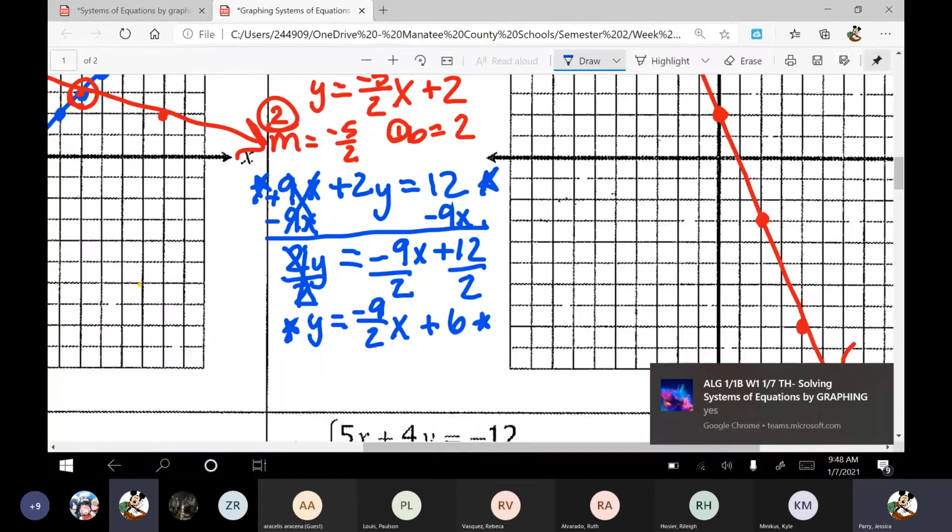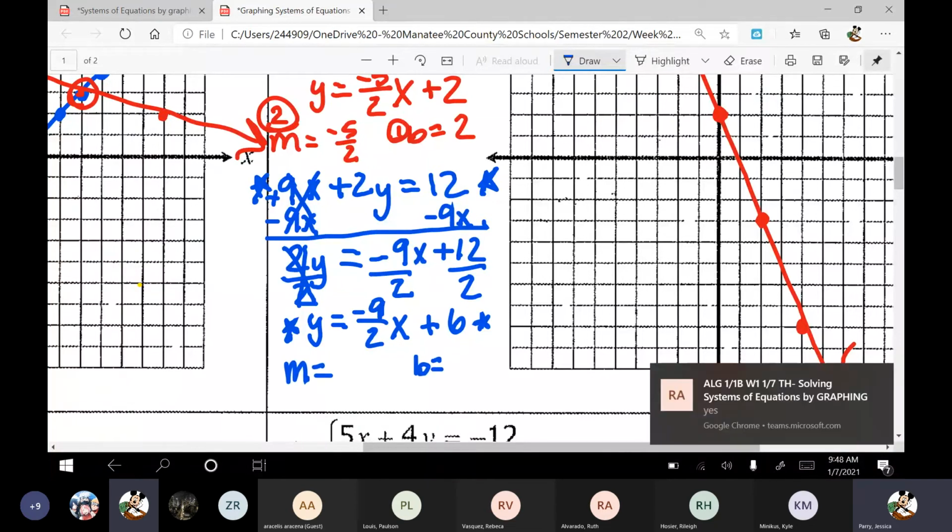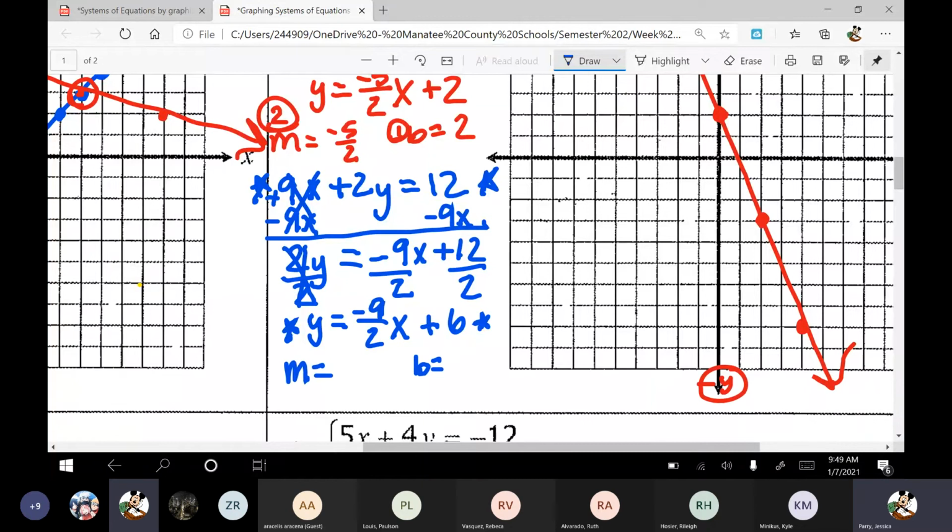And I see lots of yeses, and the correct answer is yes, it is in slope-intercept form. So let's write out. We have m equals, b equals. Awesome. Good job, guys. So m is the number in front of x. Remember, it does not include x. It's just that number. So that's our fraction, -9 over 2. And then b is the +6.